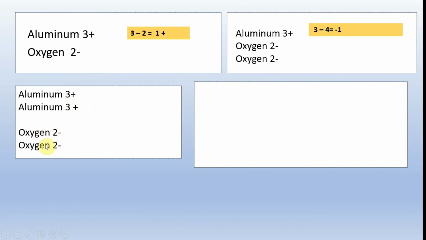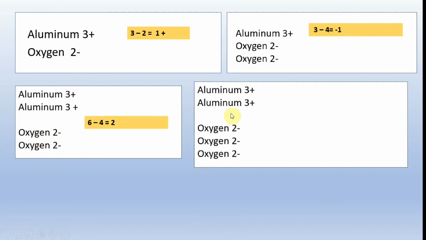And for oxygen, we have 2 molecules of oxygen and a total of 4 ions. So it will be 6 minus 4 equals 2. Still not neutral, but be patient, we're almost there. So now you can think, well, we still have less oxygen. So let's add another molecule of oxygen. Okay, so for aluminium, I have 6 ions.